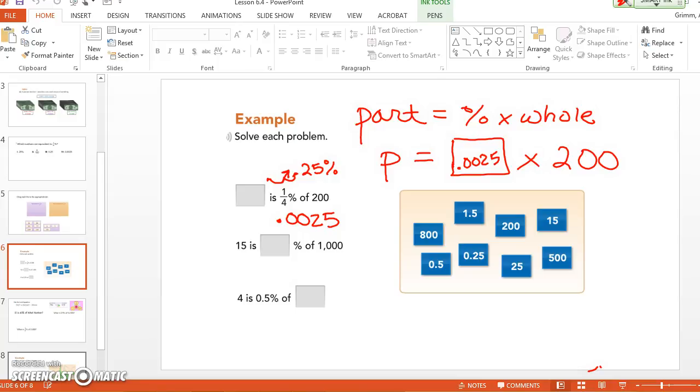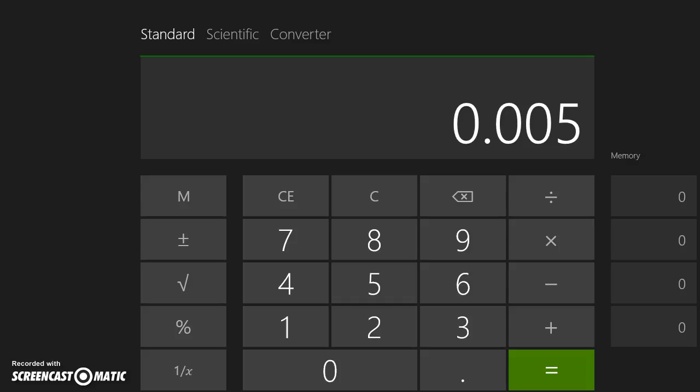Okay, so now I just have to work it, right? This is the easy part. So I just have to take those 2 numbers and multiply them together. Okay, so 0.0025 times 200, and I get 0.5.